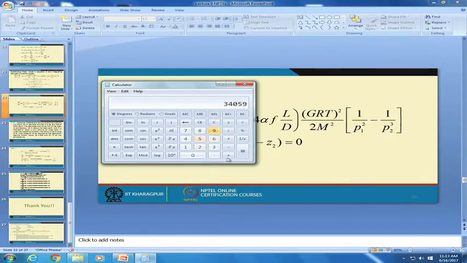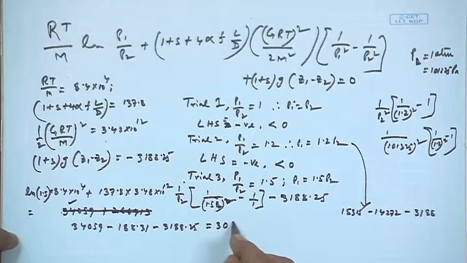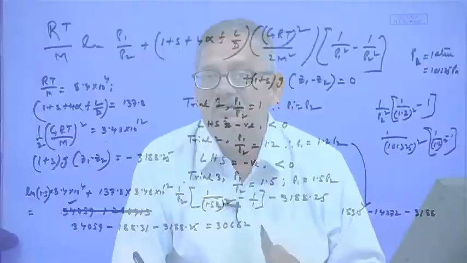34059 minus 188.31, if we minus 3188.25, this is equal to 30682, right. So that means this is a positive value, right.